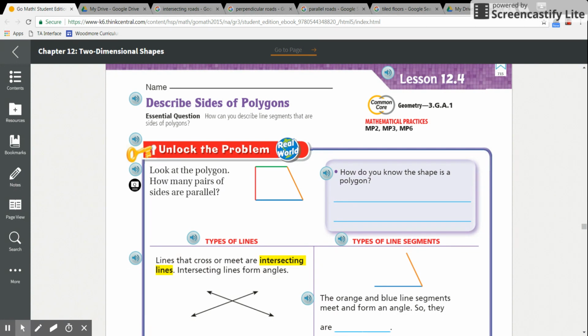Our essential question is, how can you describe the line segments that are sides of polygons?